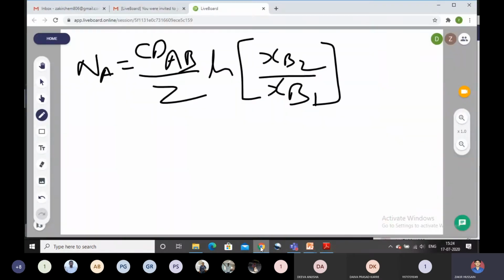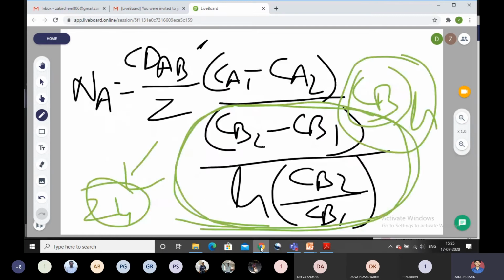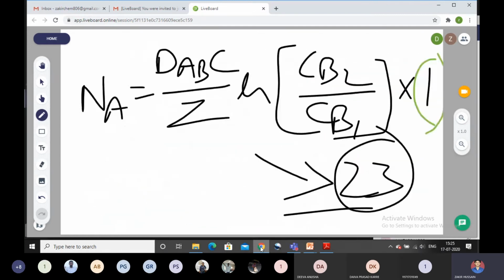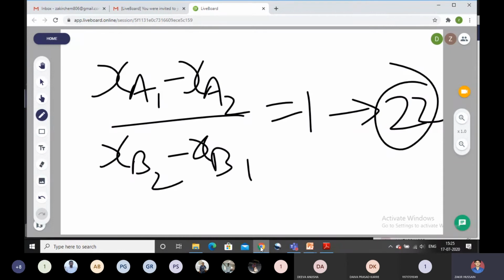In place of 1 minus XA2 I have substituted 1 minus XB2. In place of 1 minus XA1 I have substituted XB1. Now in this equation, if you multiply by 1, nothing will happen. So what is the definition of 1 in terms of mole fraction? We already derived that in the previous case. From equation 22, (XA1 minus XA2) by (XB2 minus XB1) is equal to 1.